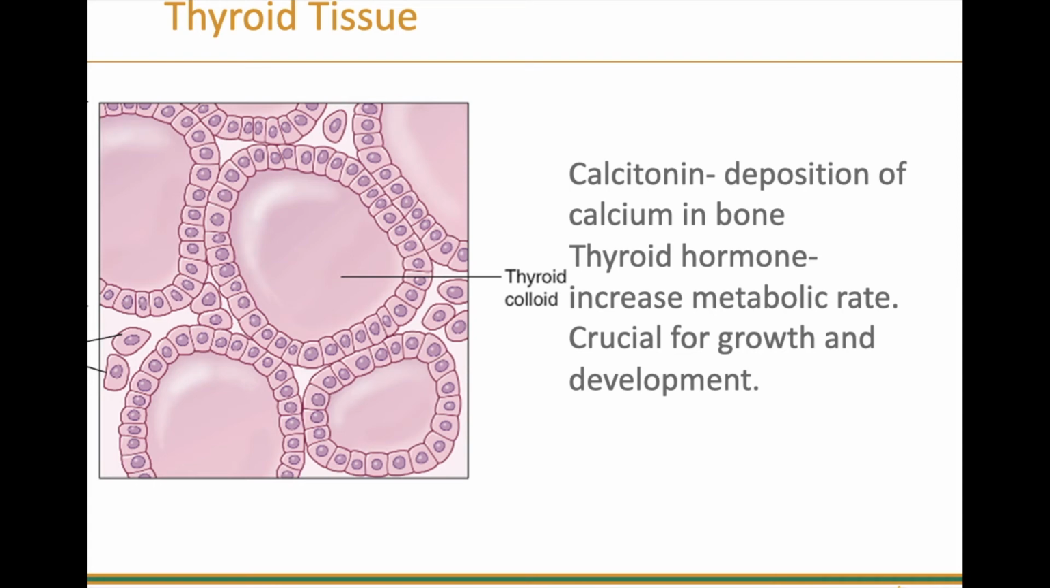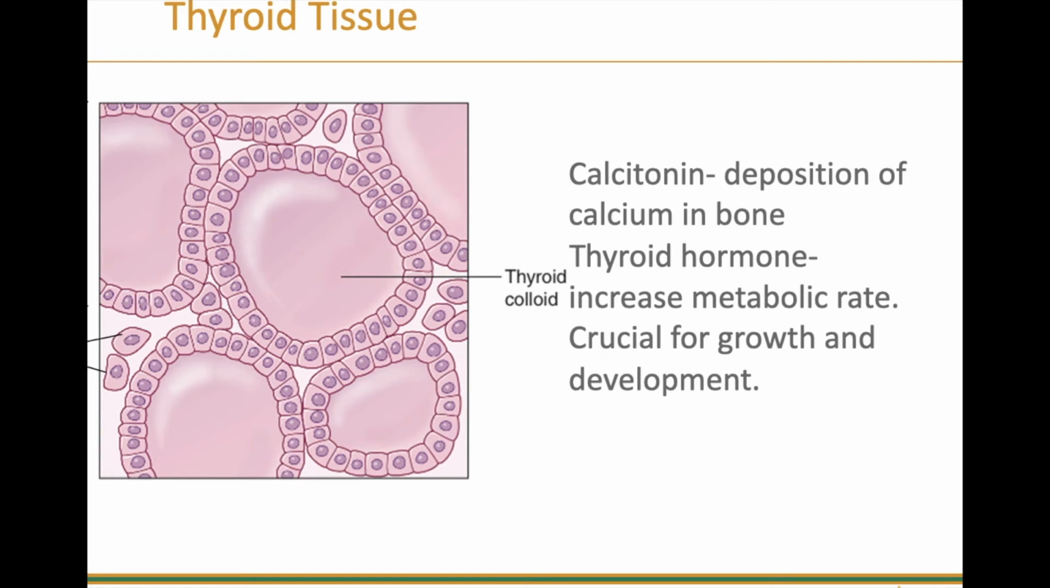So the first hormone that's released is calcitonin. Calcitonin causes deposition of calcium in bone. So if our calcium levels are high, we'll release calcitonin. It's important in growth, helps our bones grow. So its target would be bones, and in fact it helps with deposition of calcium in the bone.